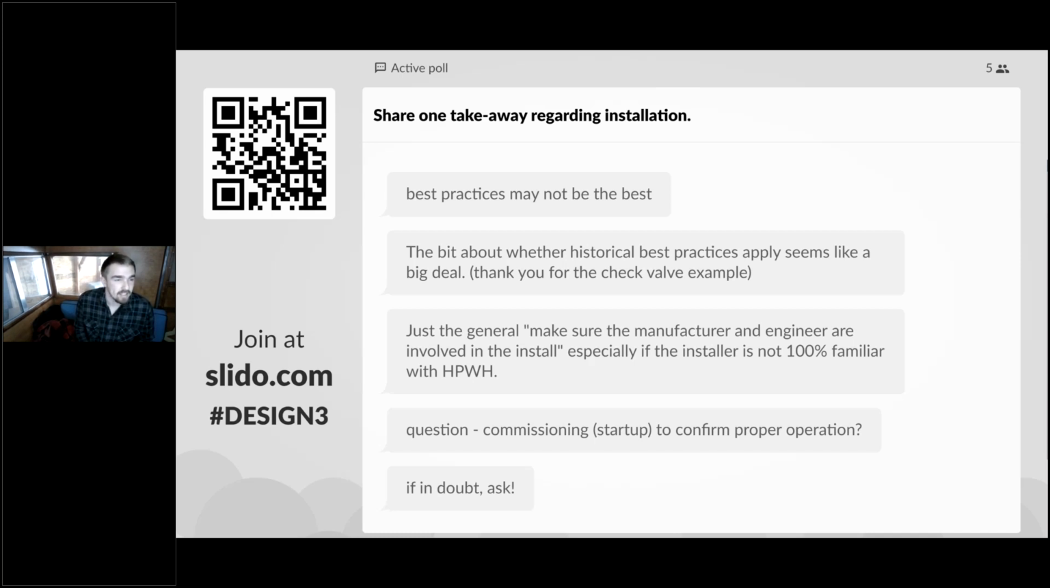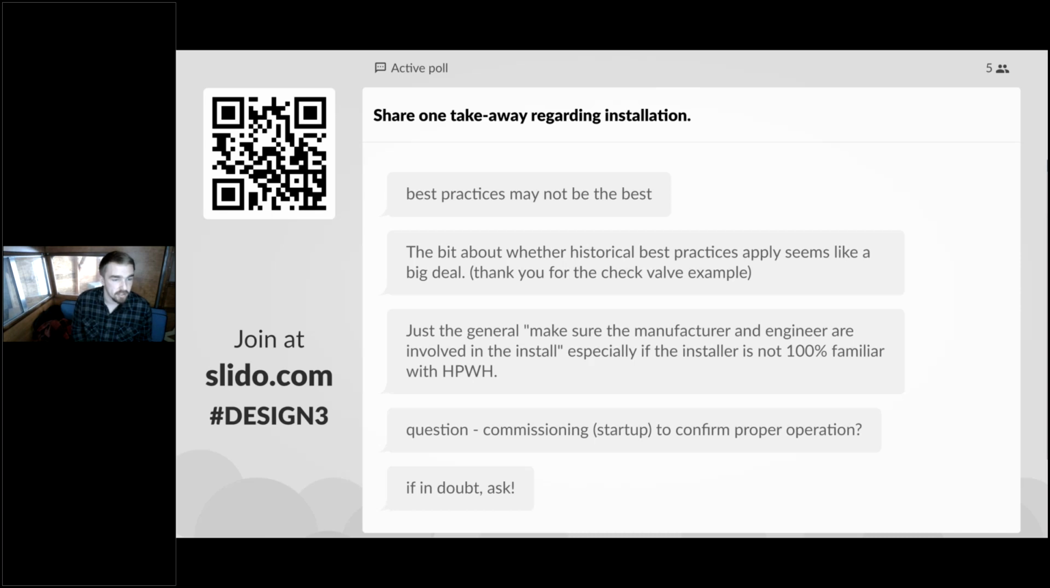Yep, best practices are a big deal. And the check valve example, yeah, it's very important. Make sure the manufacturer and engineer are involved in the install. Yes. Yeah, that should be reiterated several times if you haven't caught that from me. They definitely need to be involved in the install and throughout the entire process, and especially if the installer is not 100% familiar with heat pump water heaters.